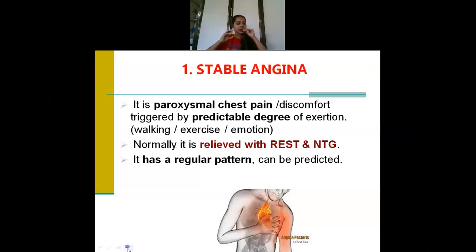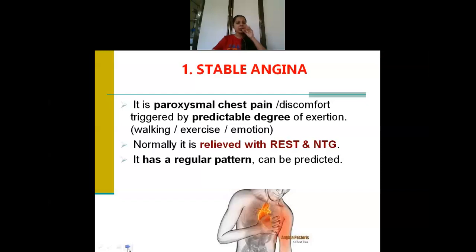It is usually because of a predictable degree of exertion, that is because of exercise or because of stress or emotions, and it is of regular pattern. And always remember, stable angina is relieved after rest. Suppose you are doing activity, you got chest pain, you are taking rest, immediately it will reduce. And usually it will also get relieved after taking nitroglycerin. So that is about stable angina, and stable angina is the most common type of angina.